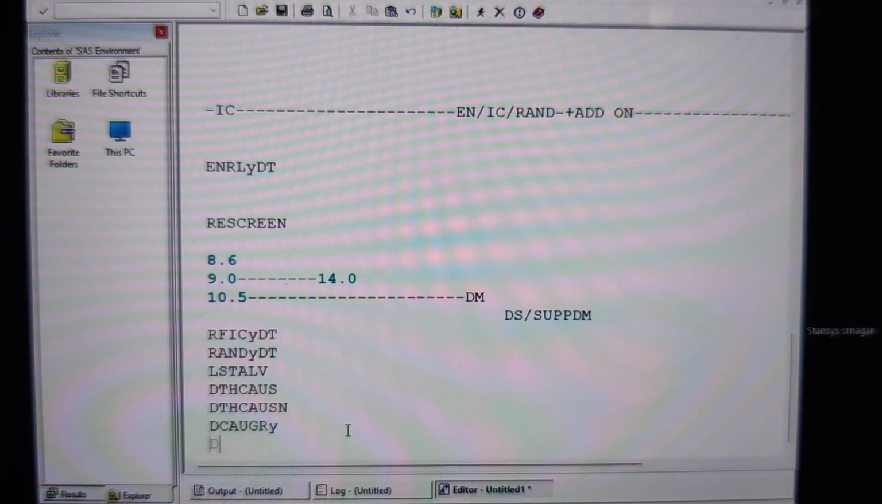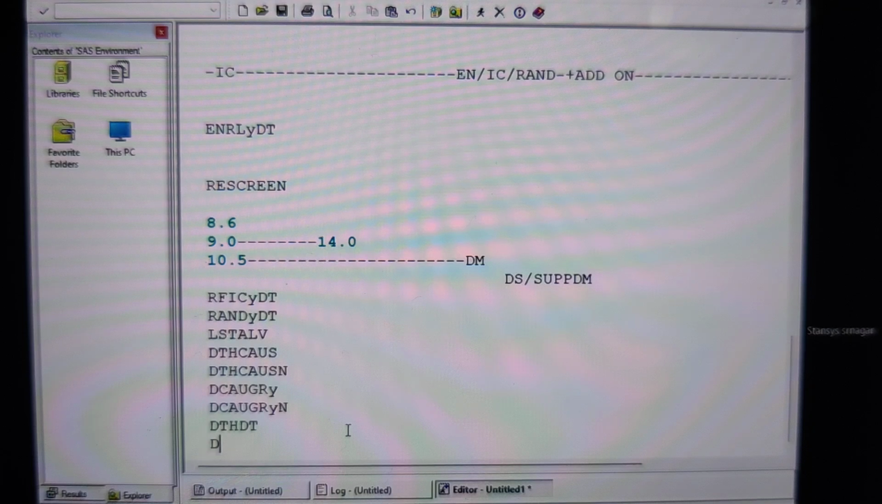Then we are going to have PCAU, GRY, and death cause group Y numerical, and then we are going to have DTHDD, and then DTHFN. That's the date of death numerical and death flag, and we directly map this information from the DM data set.